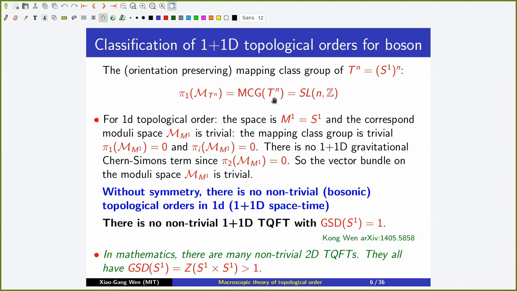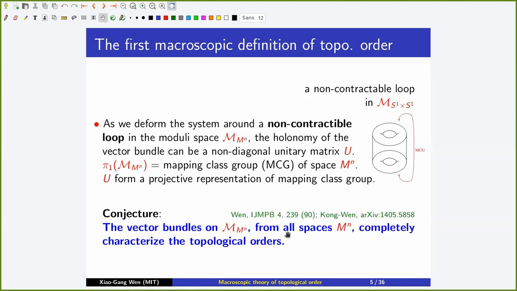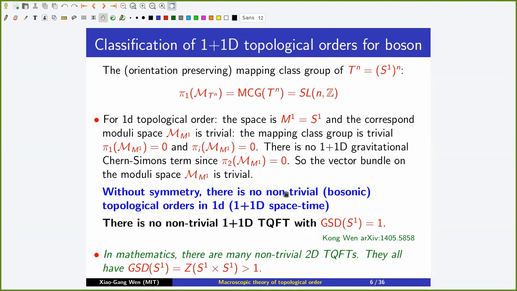If the space is a torus, this pi one of the moduli space is always SL(N,Z), where N is the spatial dimension. It's easy. And when N equals one, that's 1 plus 1 dimension. In 1 plus 1 dimension, this SL(1,Z) is the trivial group. This relates to the fact that in 1 plus 1 dimension there is no topological order. It's consistent with our expectation that topological order is described by a vector bundle. But in 1 plus 1 dimension, this vector bundle is always trivial because the base space is trivial, and so the moduli space is trivial. Then the vector bundle has to be trivial. So indeed, there is no topological order in 1 plus 1 dimension.